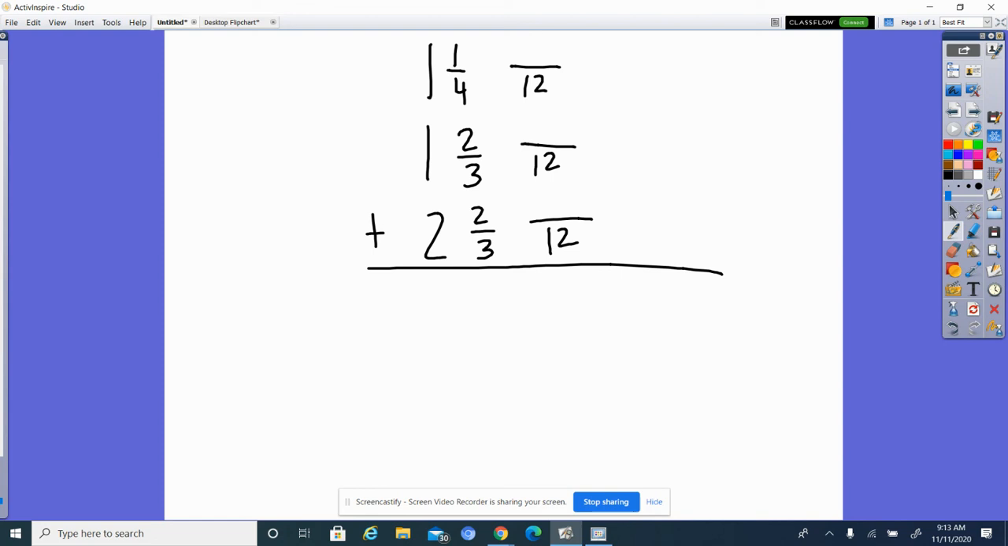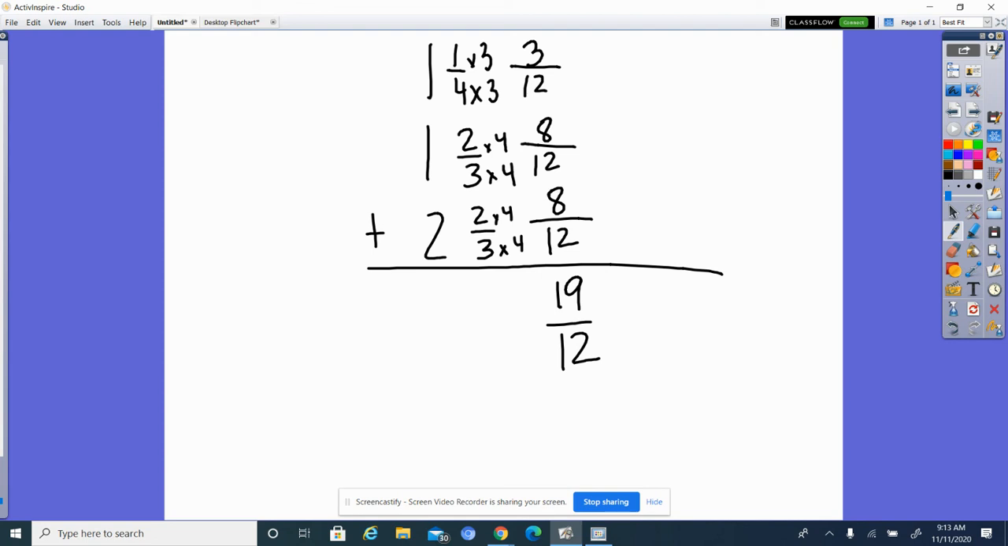Okay, how do I go from 4 to 12? 1 times 3 is, how do I go from 3 to 12? 2 times 4 is, now can I add them all up? Yep, 8 plus 8 is, plus 3 is 19 twelfths. Can I leave it like that?